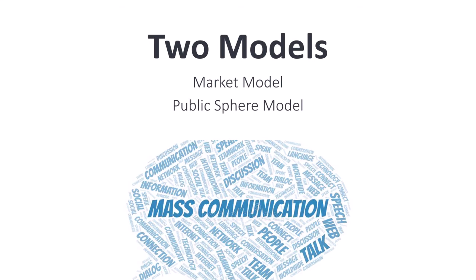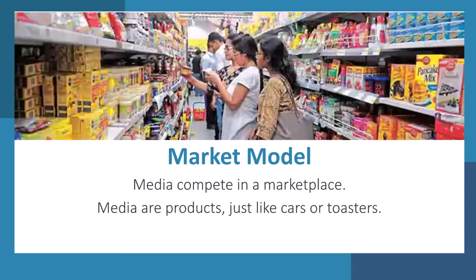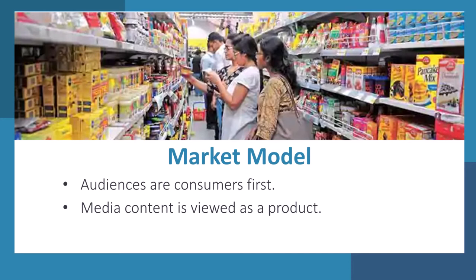There are two primary ways we can view the structure of media, either through the market model or the public sphere model. The market model refers to media and its content existing in a market, just like any other goods such as cars or toasters. The market model assumes that a product will compete with other similar products to be the best in the marketplace and will therefore be purchased by more consumers. Market orientation and the media means that audiences are thought of as consumers first, and media content is essentially viewed as the product to be sold.